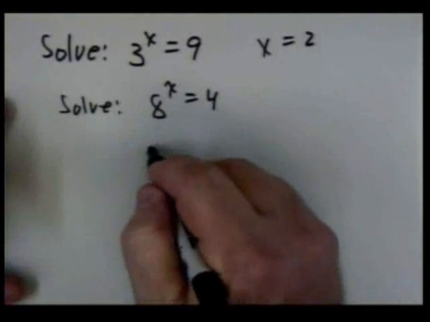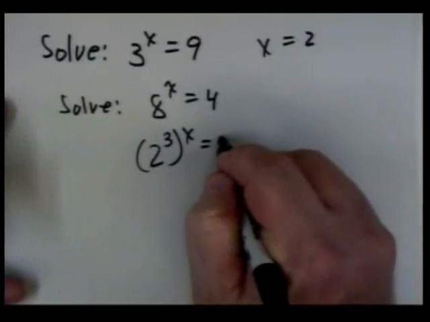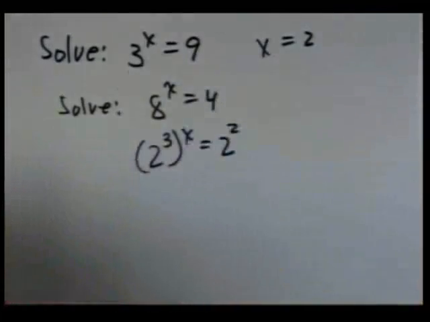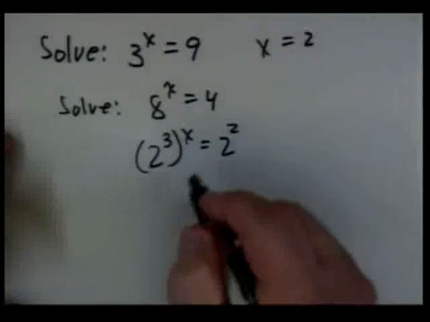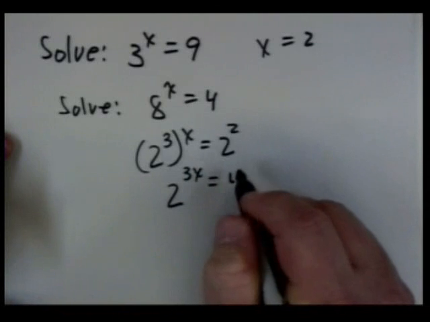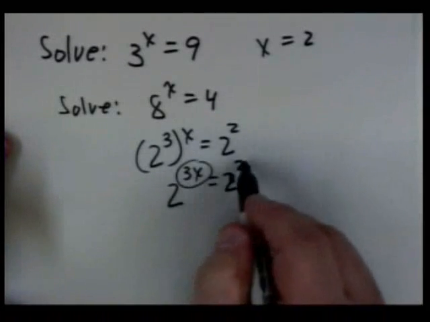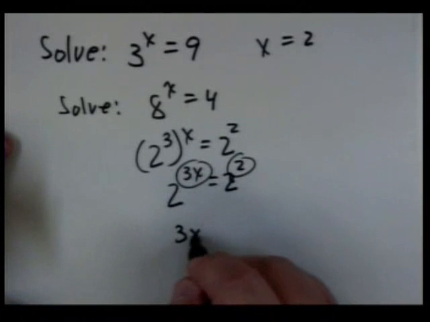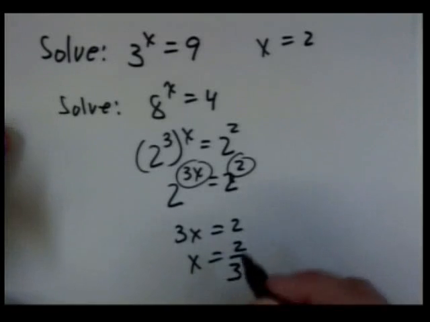Let's change that 8 into 2 to the third, and the 4 I'm going to change into a 2 squared. So now we've got 2 to the third to the x is the same as 2 squared. And we can make that 2 to the 3x is then 2 squared. And so the only way this can happen is if 3x is 2, or x is 2/3.